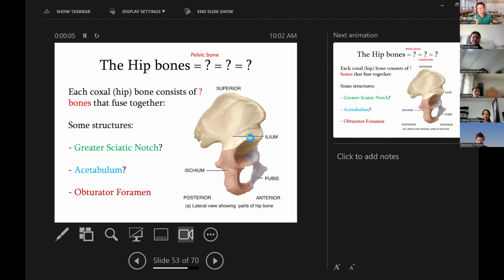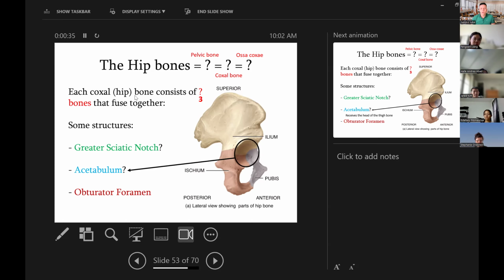How about now? Good. So as I was mentioning, we have three bones that fuse together to form the hip bones. There is the ilium, there is the ischium, and we have the pubis. Now let's take a closer look at some of the markings of the hip bone that I want you guys to know, okay? First of all, what are we looking at right here? Is this the right or the left? This is the right hip. So this is a lateral view of the right hip.